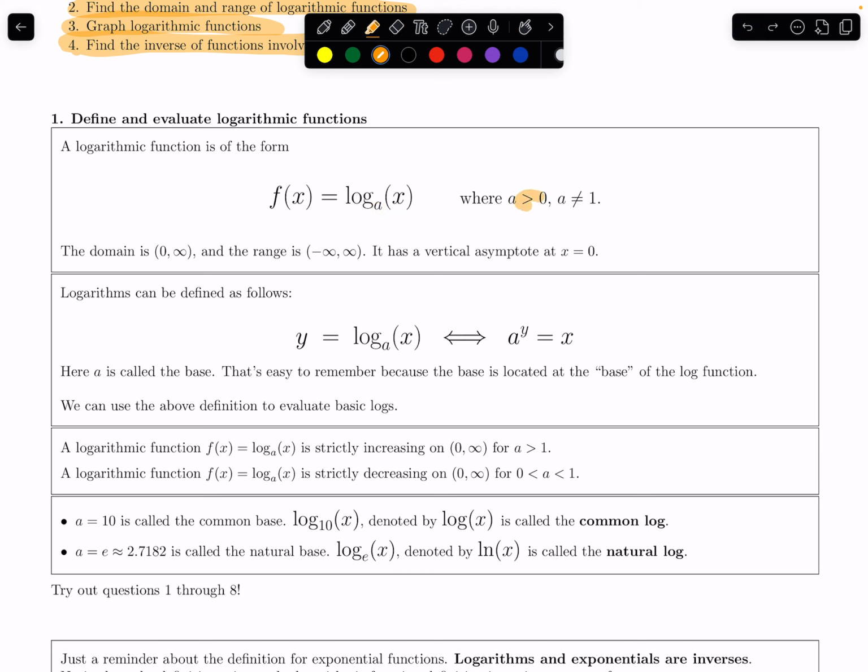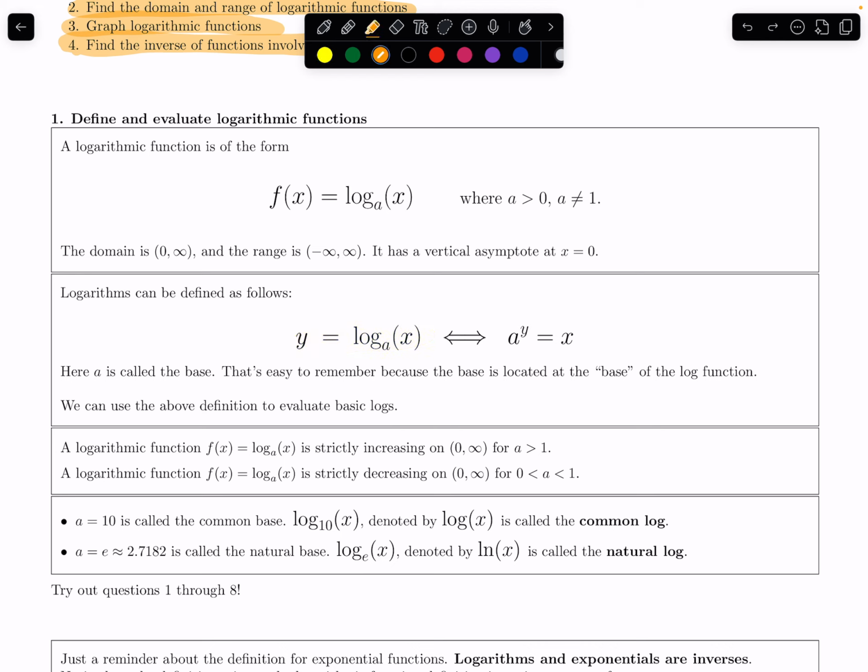Now this is only defined when a is bigger than 0 and not equal to 1. It cannot be equal to 0. It cannot be negative. And the reason for that is going to be apparent as soon as we look at this next definition. I'll come back to the domain and range in a second. The definition says that y equals log base a of x if and only if a to the y is equal to x.